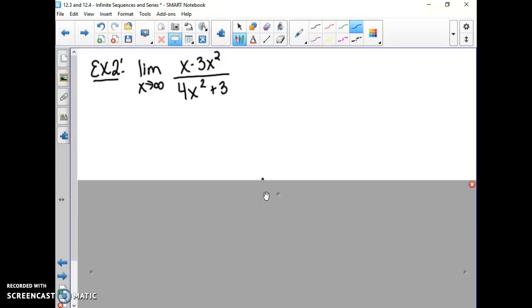We've got the limit as x approaches infinity of x minus 3x squared over 4x squared plus 3. So we're going to do the same thing here. We're going to say this is the limit as x approaches infinity of, we need to divide by x squared here, so x divided by x squared minus 3x squared over x squared, divided by 4x squared over x squared plus 3 over x squared.